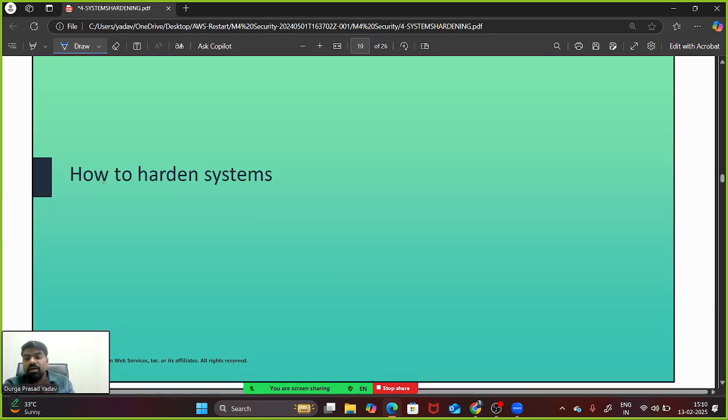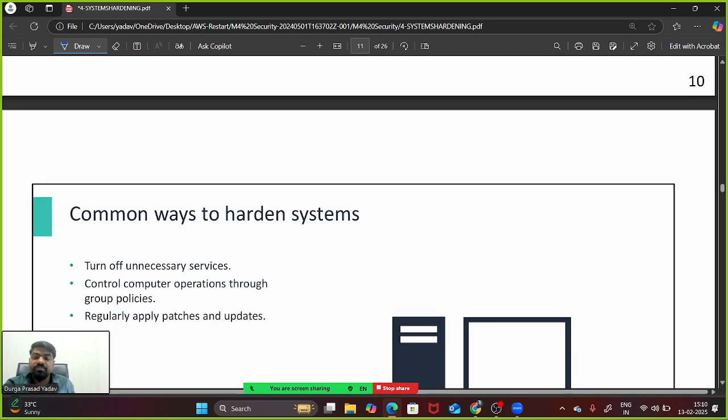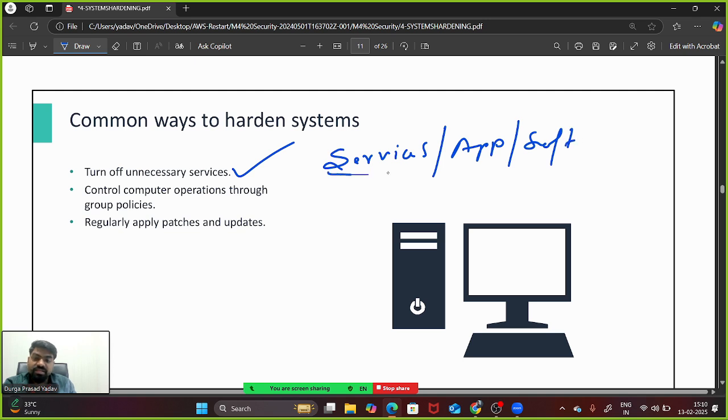Now we will talk about how to harden the system. If you need to harden any system, what can you do? The same thing is coming again. You can turn off all unnecessary services which are running. It can be unnecessary applications or unnecessary software. You have to turn these all off whenever we are talking about hardening the system.